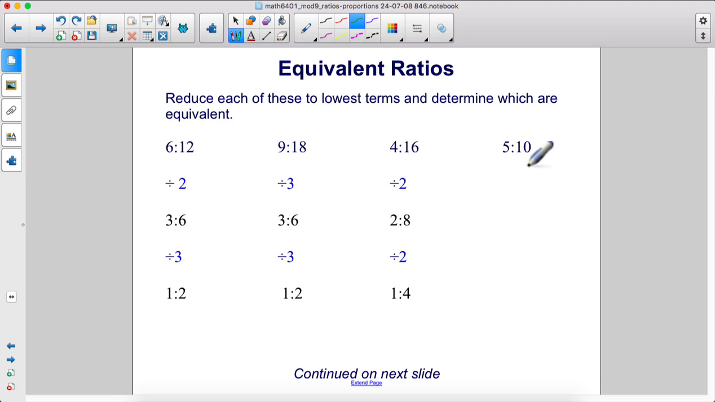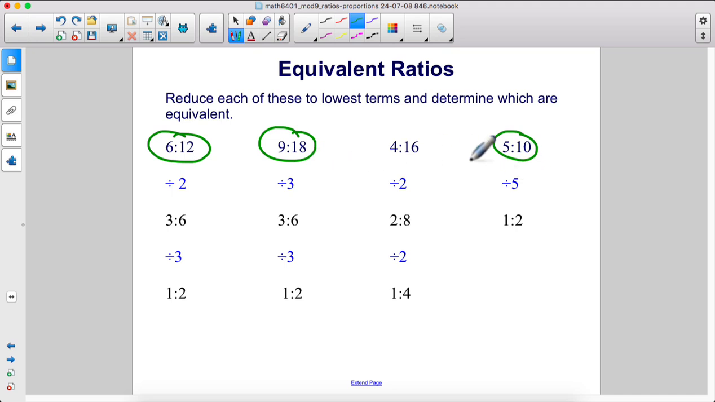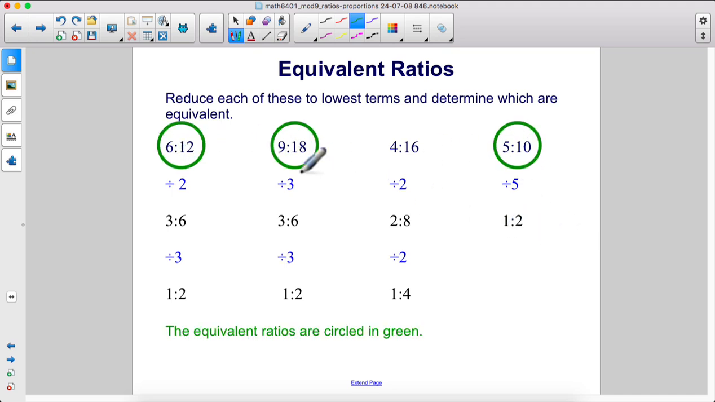5 and 10 are both evenly divisible by 5. So I'm going to go ahead and divide both sides by 5. I get 1 to 2. And as you can see, we have 3 equivalent ratios here. This ratio, 5 to 10, 9 to 18, and 6 to 12, all represent 50%, 1 to 2. The equivalent ratios are here circled in green.